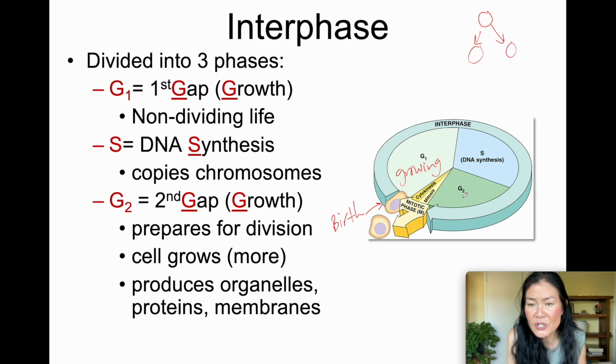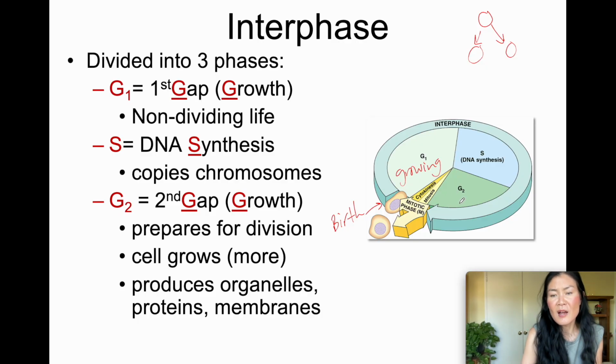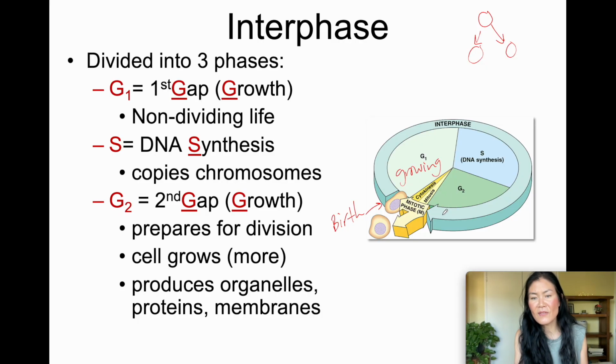And then next we have G2. G2, now the cell is really big. It's growing even bigger and it's getting ready to divide. Okay, it's producing more organelles, it's producing proteins, it's producing more cell membrane so that it can eventually go through the next phase, which is called mitosis or the mitotic phase.